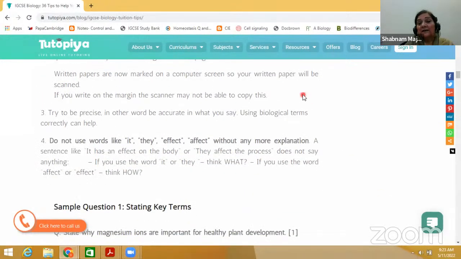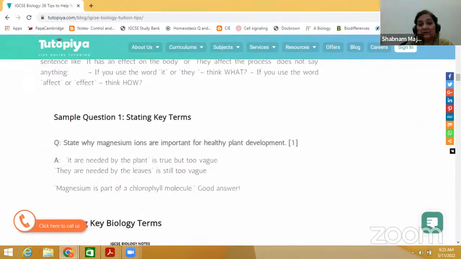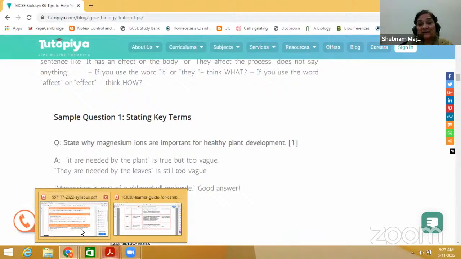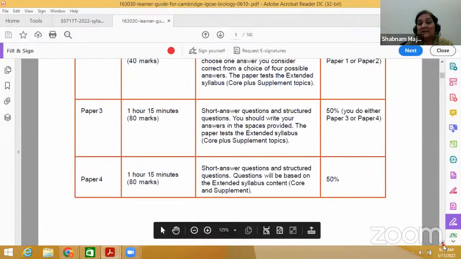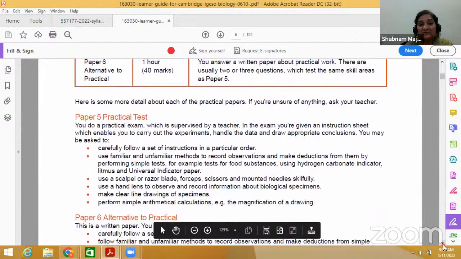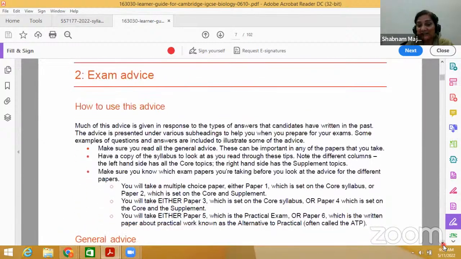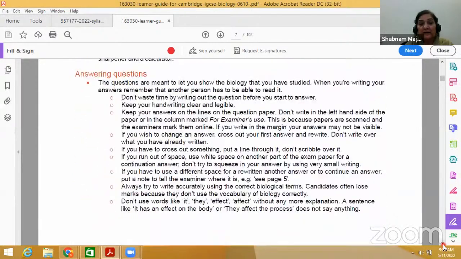Next, just use accurate and precise terms. Using biological terms correctly can help you to elaborate your answer. For example, you can't just use something like a vague effect. Each and every term needs an explanation, a more extended one. So this is very important. I'm going to give you the examples also. So this is how you should start with that. And other than that, I'm just going to show you now, next showing you how to answer the question.